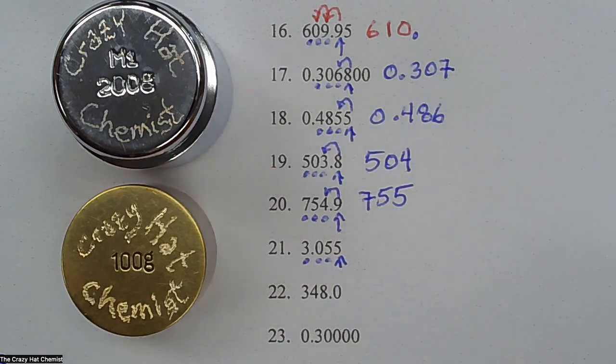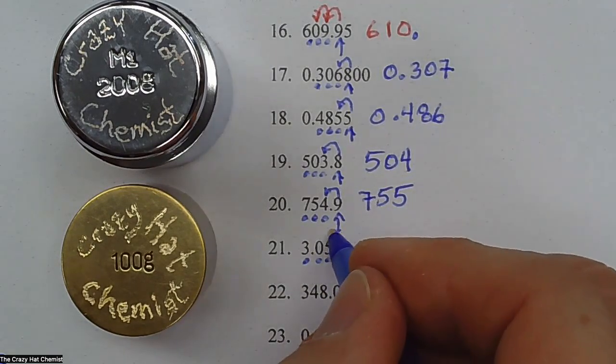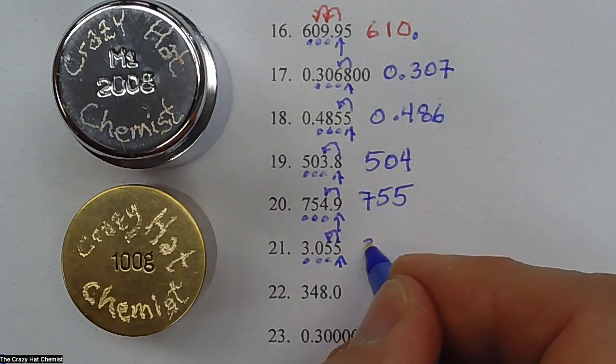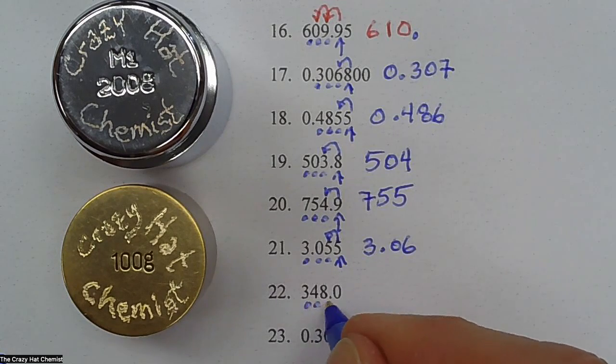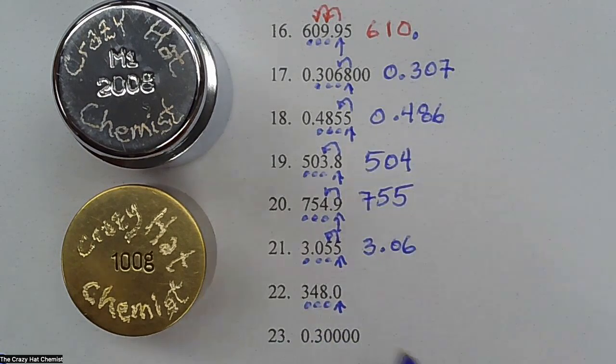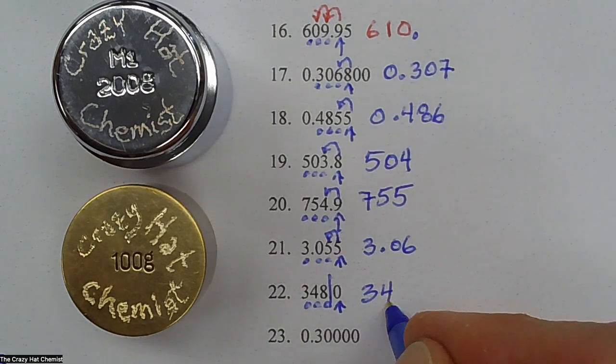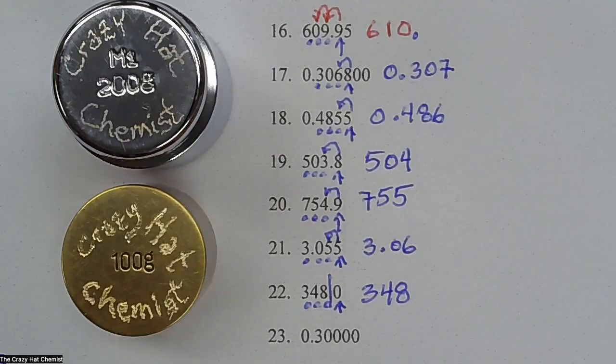755. 1, 2, 3 numbers. I'm using that 5 for rounding. That's 5 or greater. I'm going to add 1 to the preceding digit. That's 3.06. 1, 2, 3 numbers. I'm using that 0 for rounding. Chop the number since it's 0 through 4. That's 348. Fantastic.